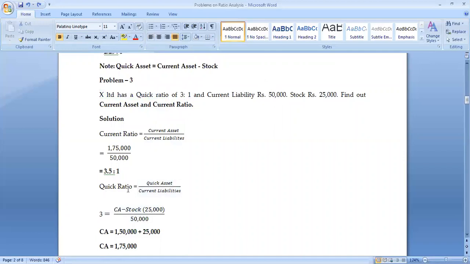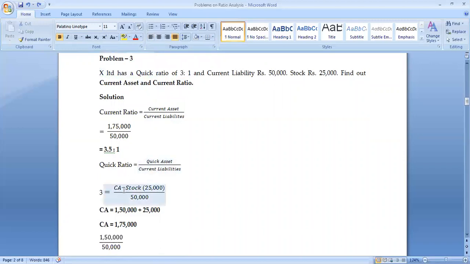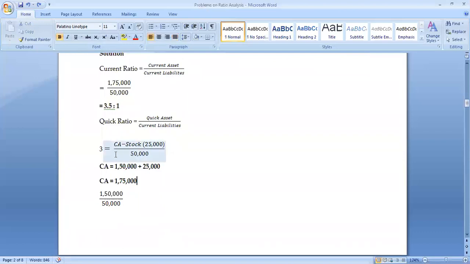So quick ratio is equal to 3, equal to quick assets divided by current liability. So how do you get the quick assets? Current assets minus the stock. So stock information is given here as 25,000. So current assets minus 25,000 divided by 50,000. So multiply 50,000 into 3 will give you 1,50,000 plus 25,000. When the stock goes to the other side, it becomes plus. So plus 25,000, current assets will be 1,75,000.